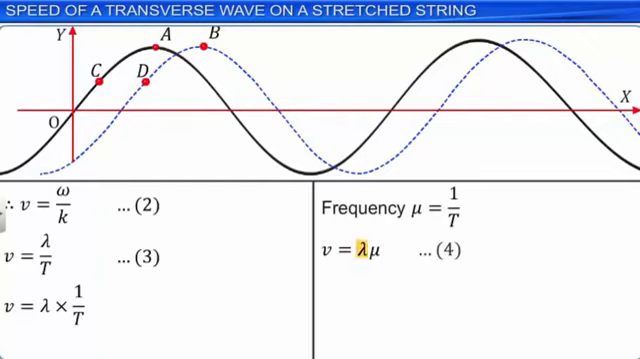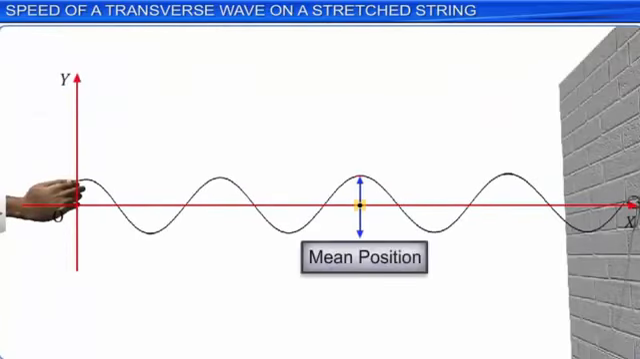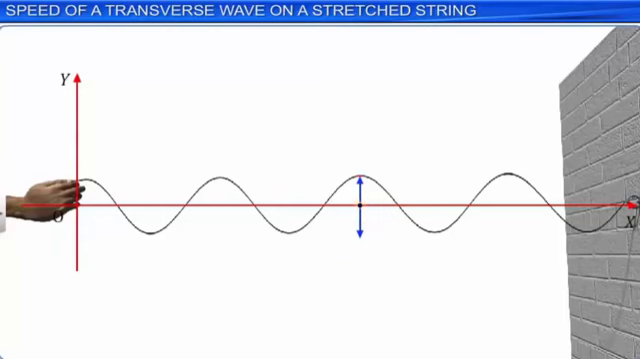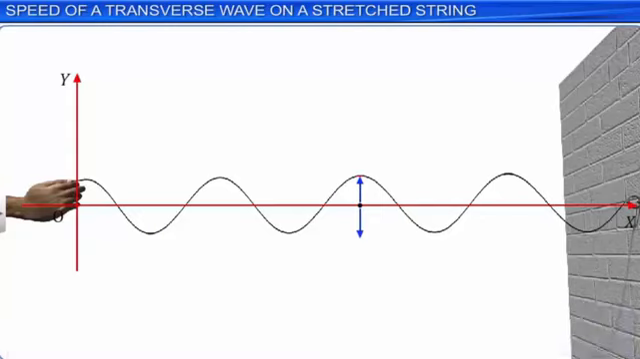As a wave travels through a medium, the particles of the medium have to oscillate or vibrate. Any vibrational phenomenon is associated with mass and the elasticity of the particles of the medium. Therefore, mass per unit length for strings and the elastic property of the material medium determine how fast a wave can travel through the medium. Let us derive an expression to calculate the speed of a transverse wave on a stretched string.